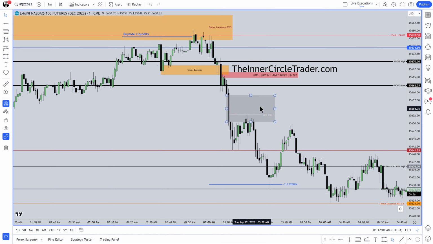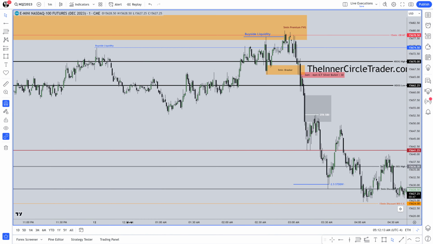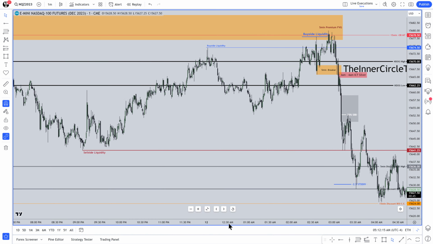On a 1 minute chart, after the price starts its run, again, here's that sell side delivery, or sell side liquidity, rather. I'm sorry. Getting a little animated here. I don't need coffee, brother. Chemical imbalances do it for me. Sell side liquidity, relative equal lows, and the silver bullet here.